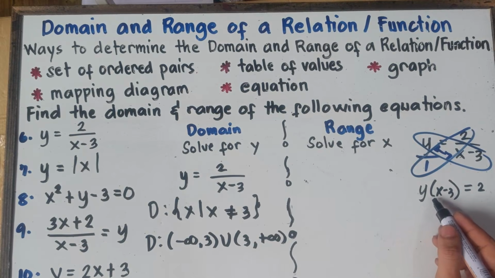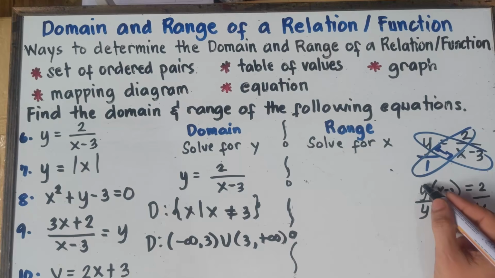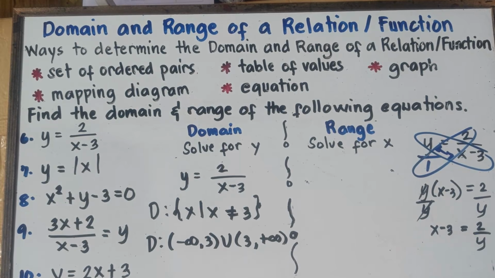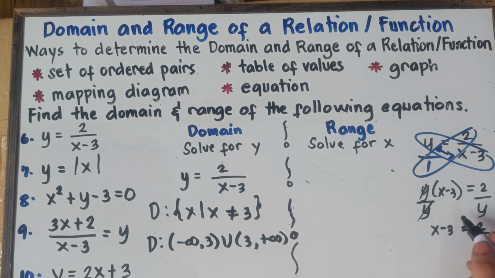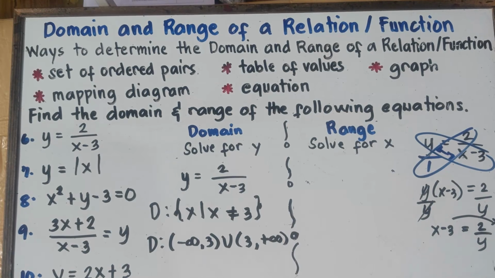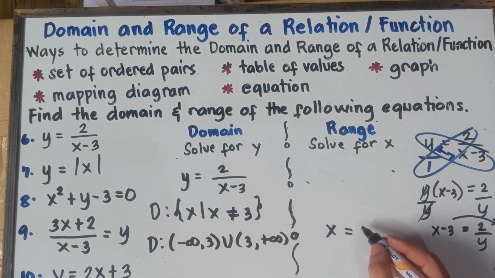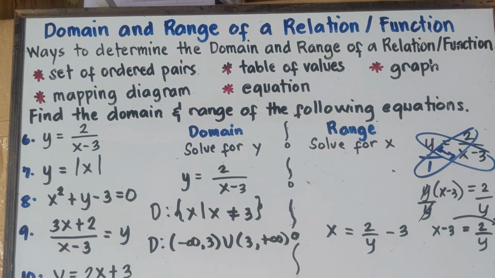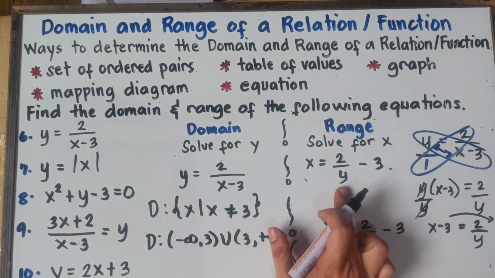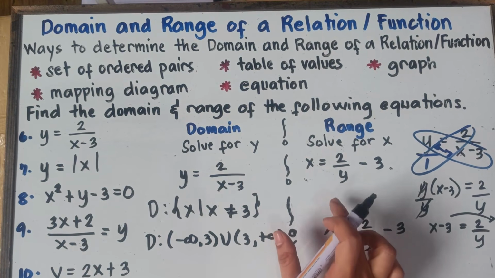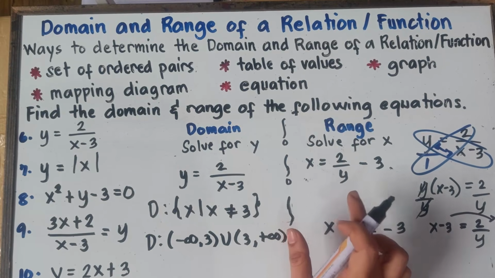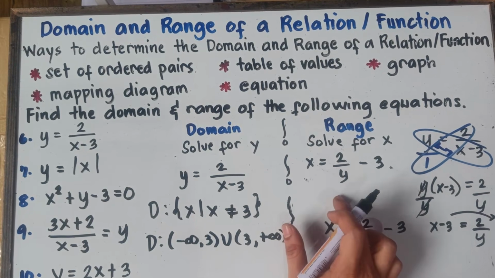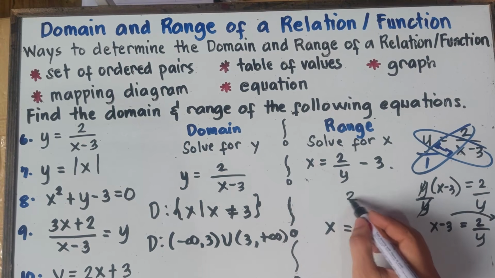To get the value of x, simply divide both sides by y, cancel this out, so this will be x minus 3 equals 2 over y. And then simply transpose negative 3 from left to right, so x equals 2 over y minus 3. Therefore, y should not be equal to 0, because you're not allowed to have a denominator of 0. 2 over 0 will be undefined.